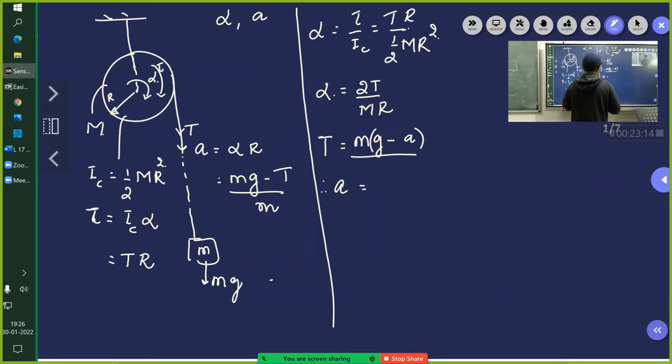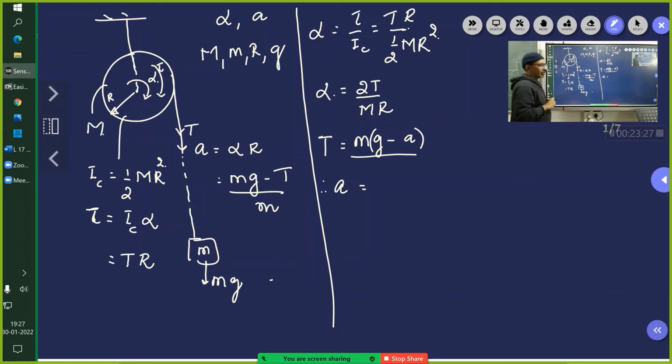So a equals 2mg by 2m plus capital M. I should get the answer only in terms of these quantities. That's what I'm trying to tell you. Do it, you finish it. So this small a is equal to what? 2mg by capital M plus 2m.